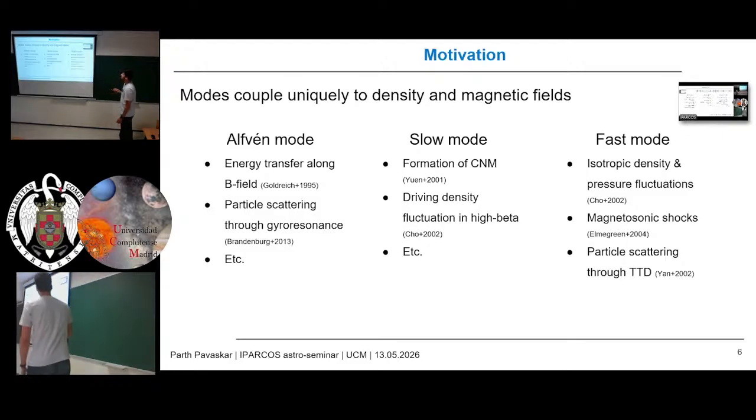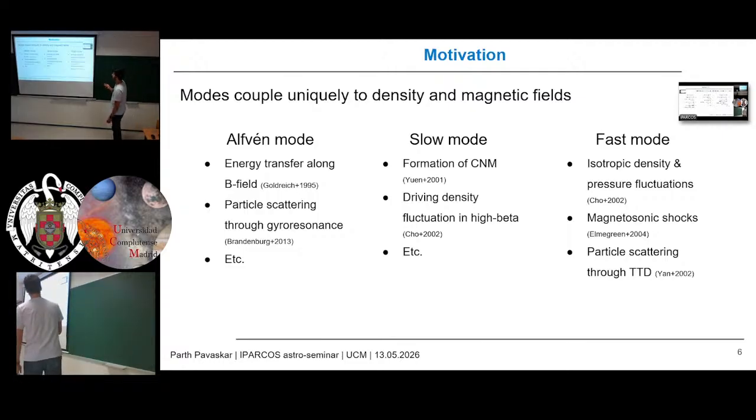And then you also have the density fluctuations that I showed before. It has also been shown that, especially in high beta, slow mode is responsible for driving these density fluctuations. And again, for star formation, these density fluctuations are important because they are what lead to the fragmentation of these clouds.